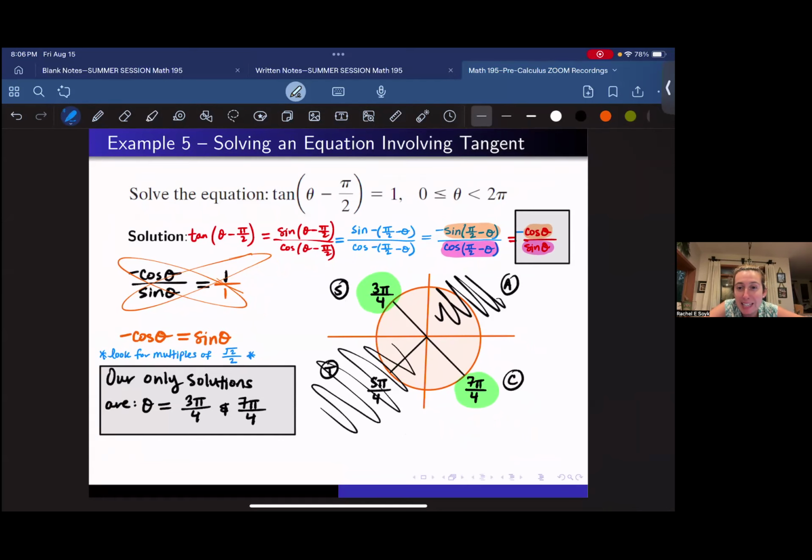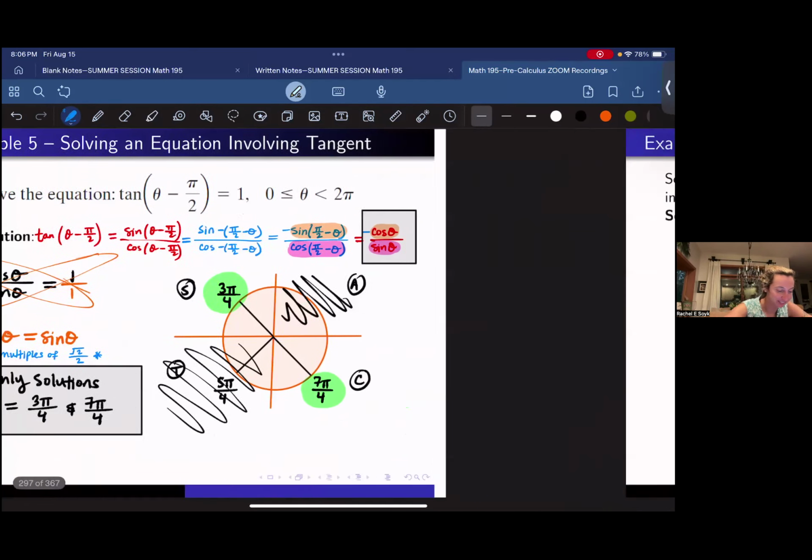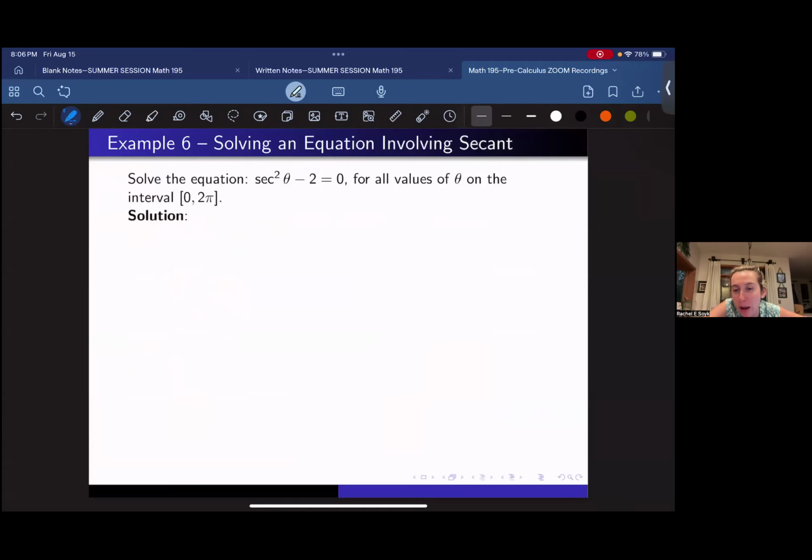So let's keep going and move on to our example 6, which once again has an interval that we're looking at, so we have a definite answer here. We're asked to solve the equation secant squared theta minus 2 is equal to 0. Let's utilize our inverse operations. And so we end up with secant squared theta equals 2.